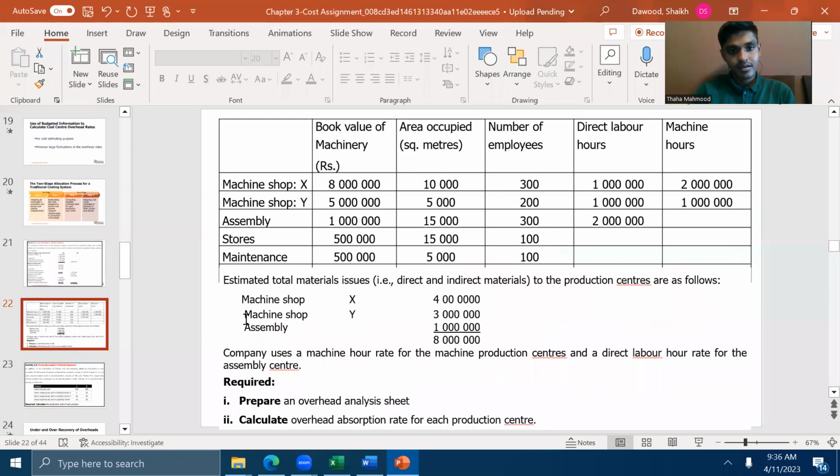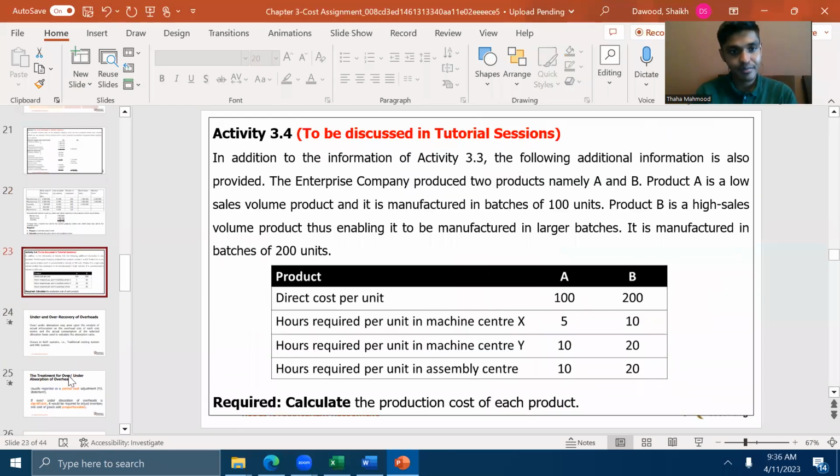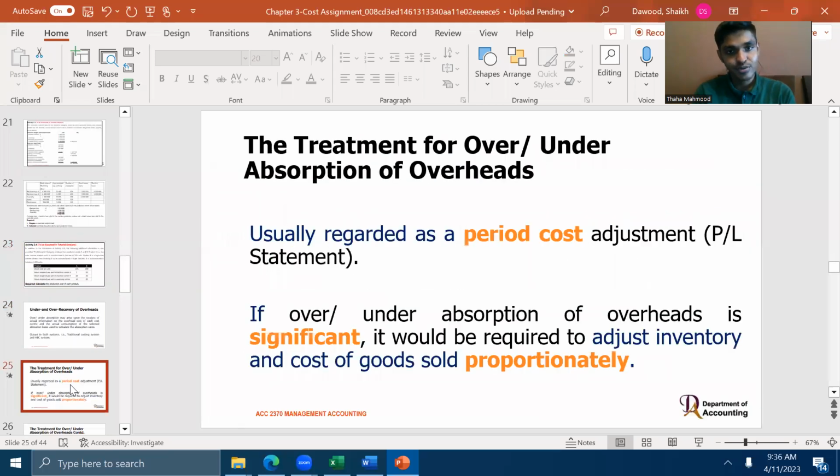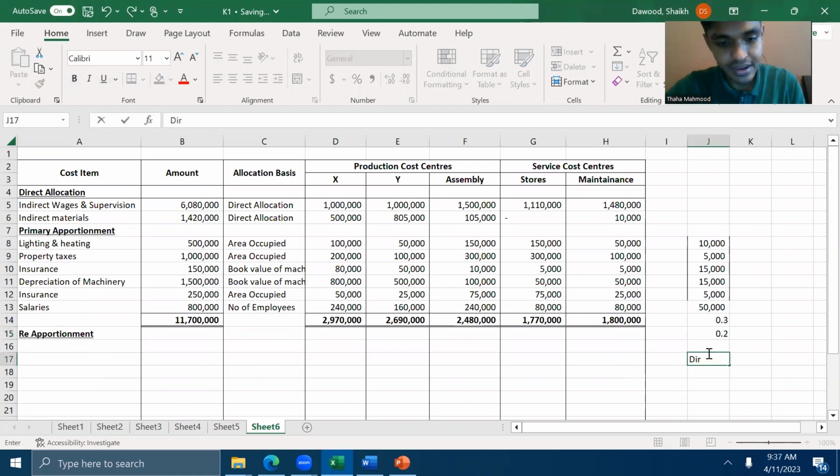Okay, let's finish off with this reapportionment, and then we can do the rest onwards. Let's do it next session. For reapportionment, there are four methods: the direct method, the elimination method, the repeated distribution method, and the simultaneous equation method.